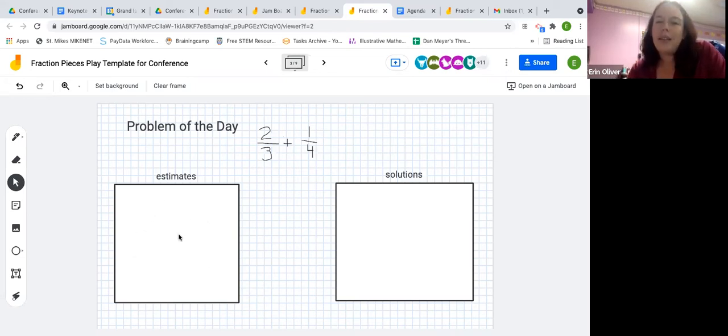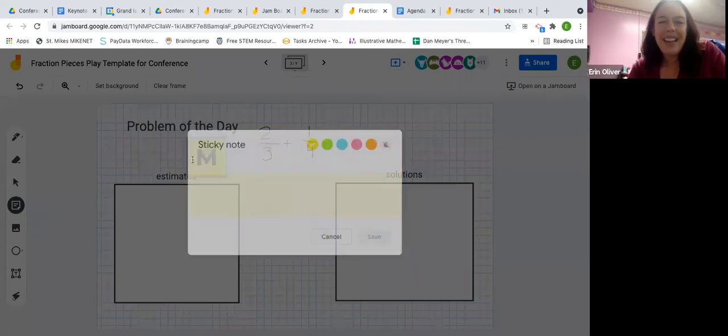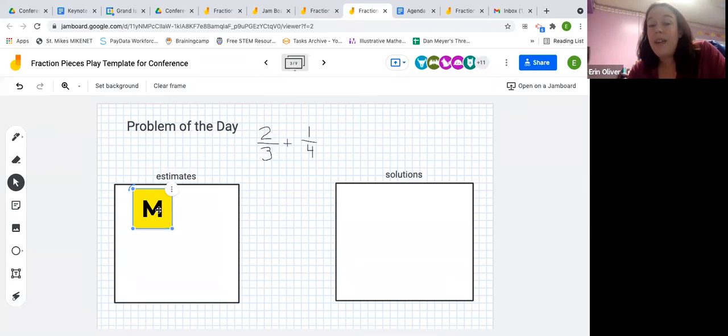So a lot of students, if I said, is this going to be more or less than a half? They'd pull up a sticky, write M for more, save it, and that would be their estimate. I just think it's going to be more than a half, right? And we would talk about what makes you think that as part of the routine. Then they would go, depending if this was individual work or teamwork, because I've done both, to their slide.